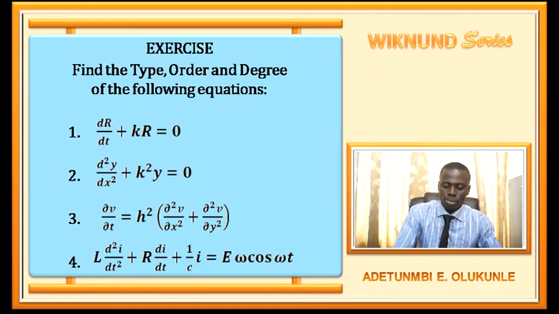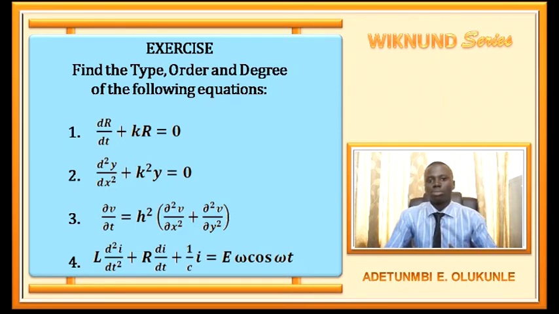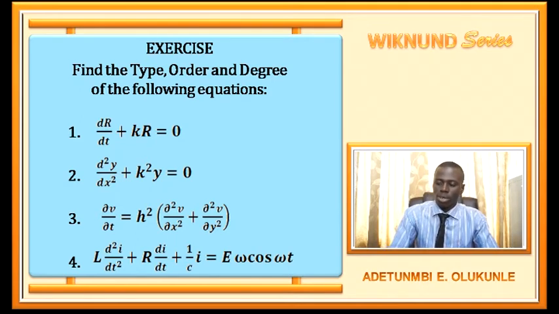Number 2, d²y/dx² plus k²y equals 0. What's the type? What's the order? What's the degree? Now let's look at this.